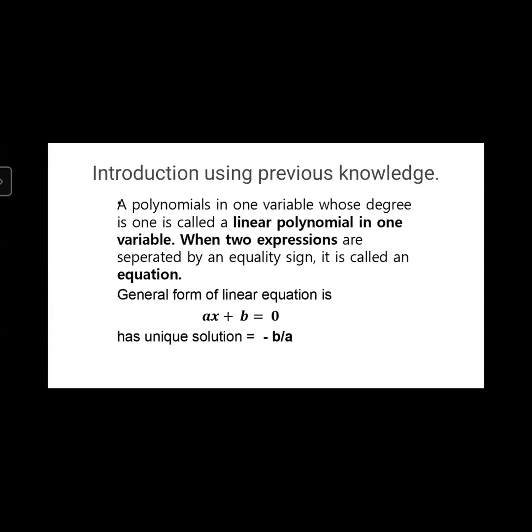We have seen the introduction using previous knowledge. A polynomial in one variable whose degree is 1 is called a linear polynomial in one variable. When two expressions are separated by an equality sign, it is called an equation. The general form of a linear equation is ax plus b is equal to 0, and the solution is always unique, that is minus b upon a. We will solve some linear equations in one variable, then you will come to know the solution is always unique.